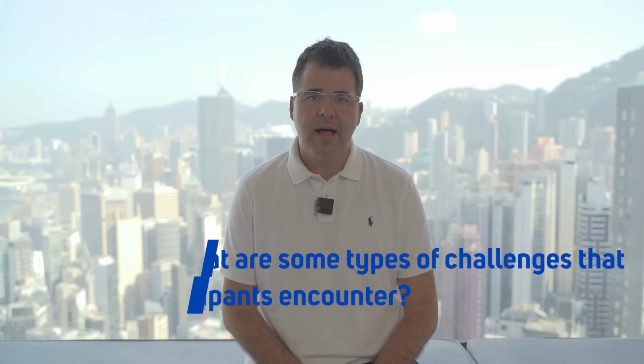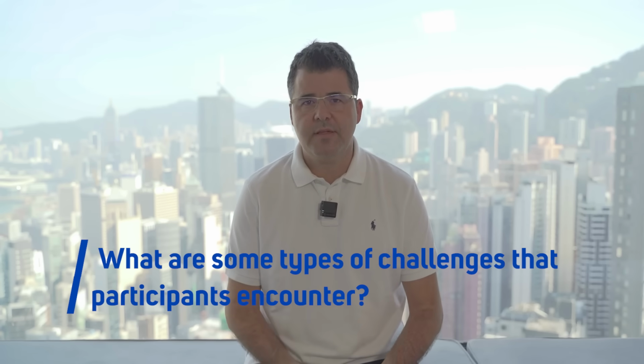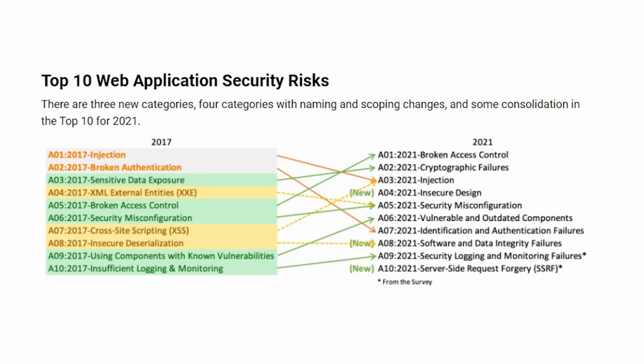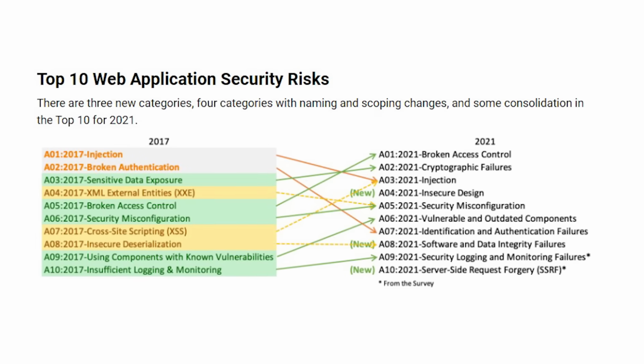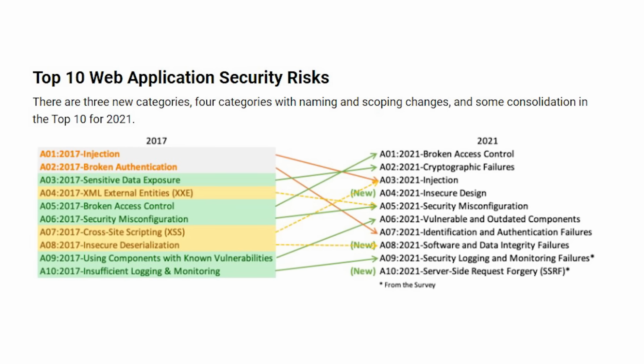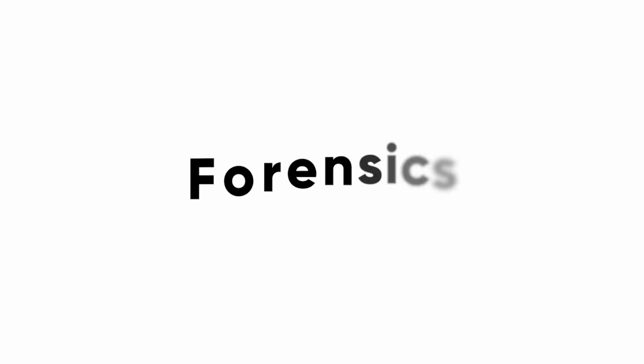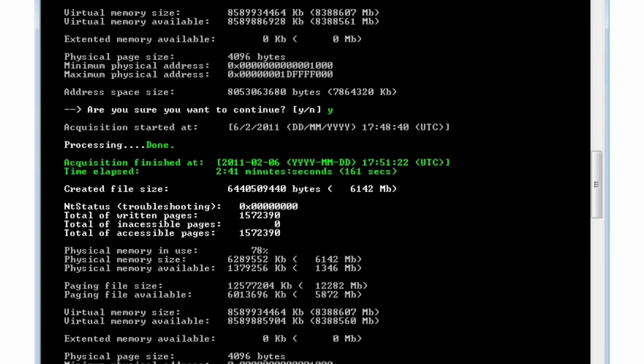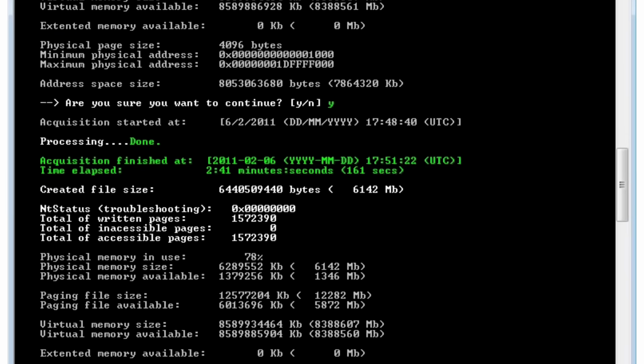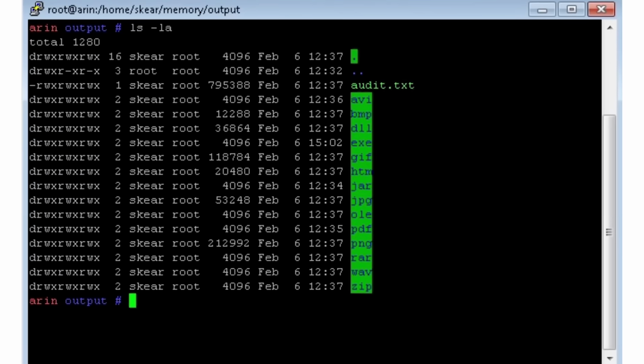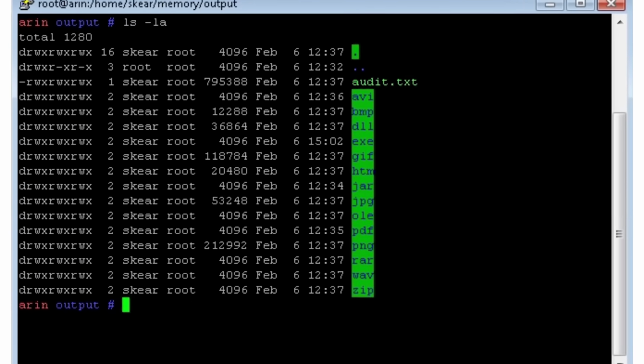So what are the types of challenges participants encounter? The challenges that the participants have to conquer are divided roughly into six categories. Web. In this type, the participants have to exploit a vulnerability in a web-based application. Common vulnerabilities include cross-site scripting or SQL injections. The second is forensics, and in this challenge, the participants have to perform data analysis or investigation on some sort of data, like analyzing a memory dump file or packet analysis.